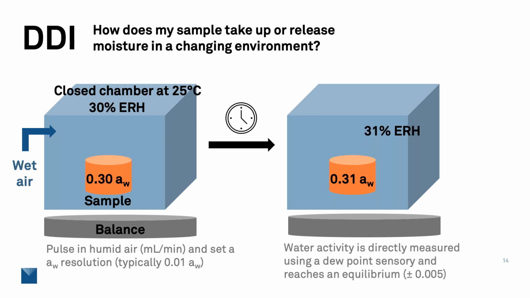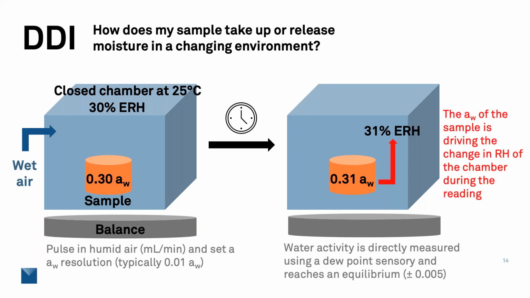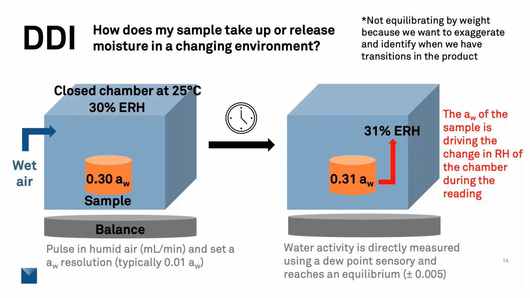So here we're going to use, for the most part, the dew point sensor, which is an extremely accurate sensor to do our water activity reading. And in this case, when we're taking that reading, it's the sample that's driving the chamber equilibration. So we're not going to be letting the weight equilibrate. And the reason we're doing that is because we want to exaggerate any transitions that are happening.